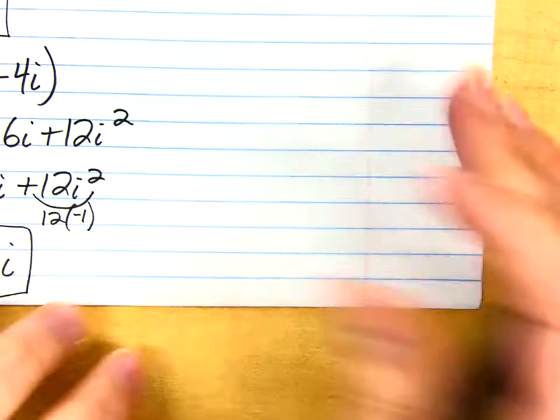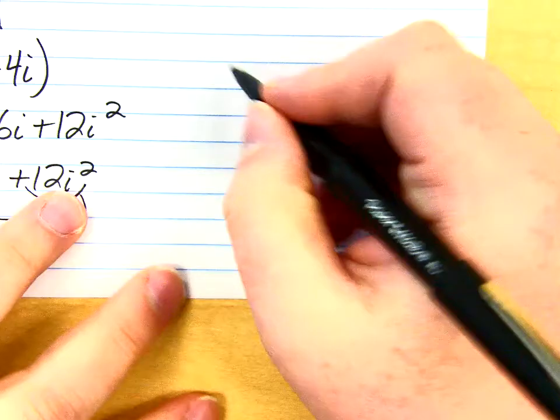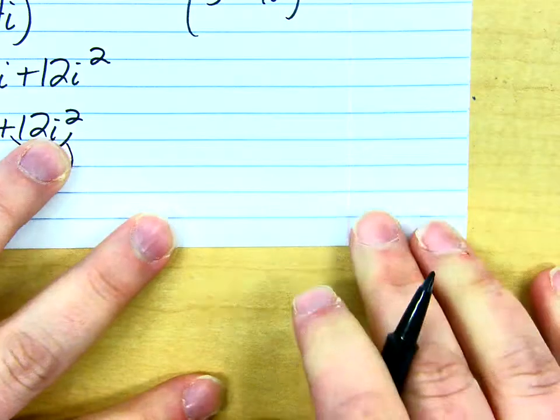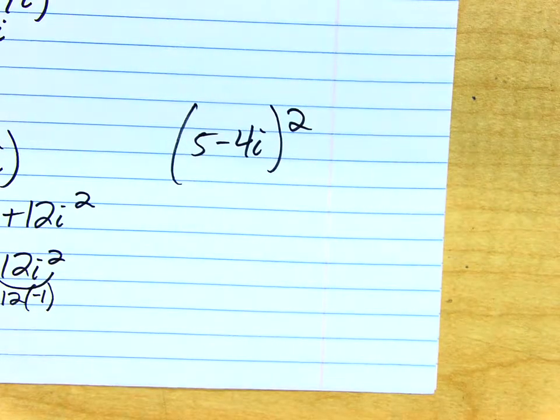Okay, let me try and trick you. What if you had, oh, I don't know, 5 minus 4i, squared? Oh, sorry, like that.